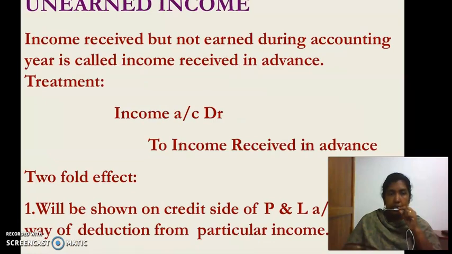Next adjustment is unearned income. Unearned income means income received but not earned during the accounting year, also called income received in advance. Accounting treatment is income account debit to income received in advance. The first effect will be shown on the credit side of the profit and loss account by way of deduction from the particular income. The second one will be shown on the liability side of the balance sheet.